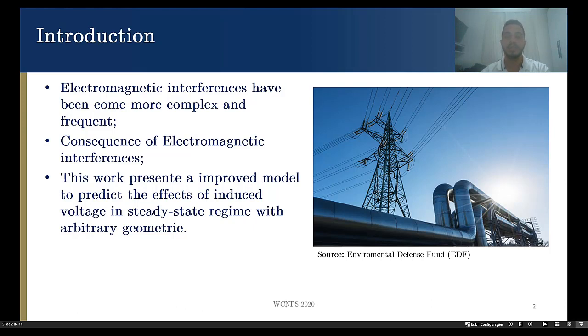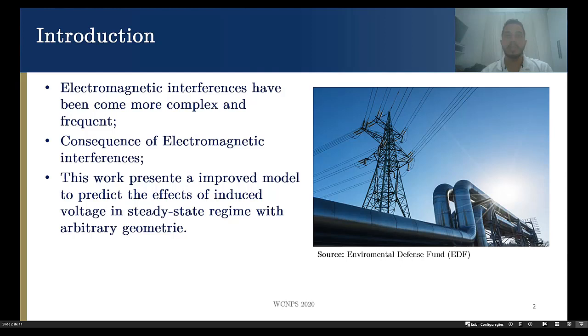electromagnetic interferences between transmission lines, called source circuits, and pipelines, called target circuits, in the same right-of-way have become more frequent and complex due to the industrialization of countries and the increase of restrictive environmental rules. As a consequence of electromagnetic interferences, risks to the facilities and people involved may appear, and it is necessary to predict these risks and make the facilities safer.